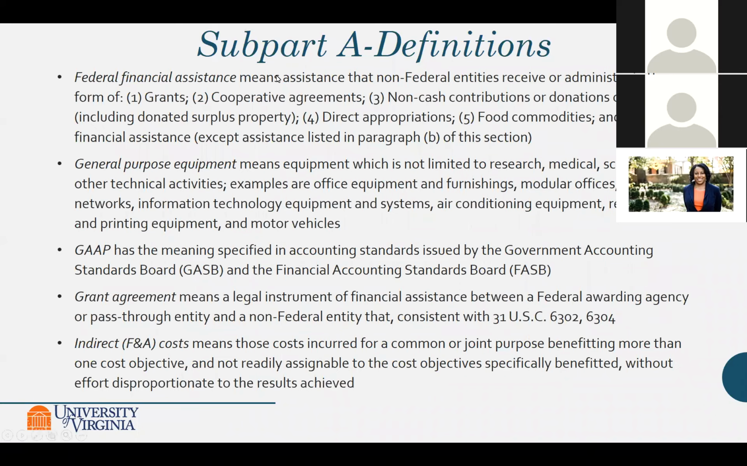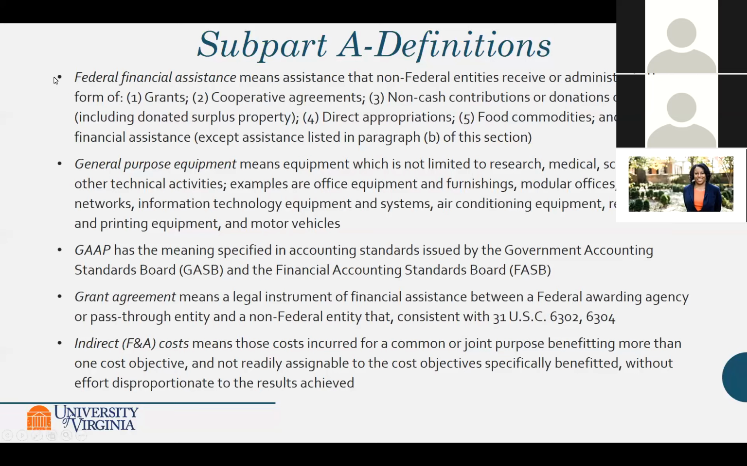Federal financial assistance, so here's another one of those important definitions about assistance. So that means assistance that non-federal entities such as UVA receive or administer in the form of grants, cooperative agreements, non-cash contributions or donations of property, direct appropriations, food commodities, or other financial assistance. In my old life, I used to work for an NGO overseas running food programs, and we would literally receive from USDA millions of dollars of food commodities in the form of assistance as part of our cooperative agreement. So this is federal assistance.